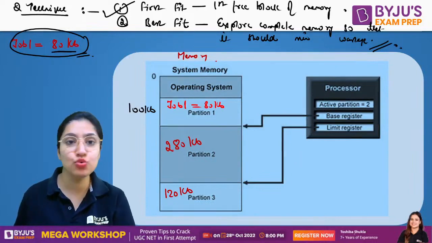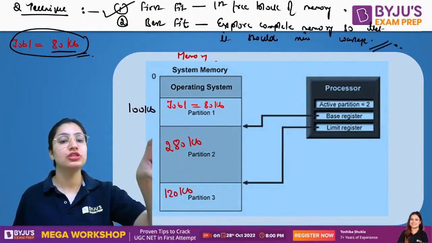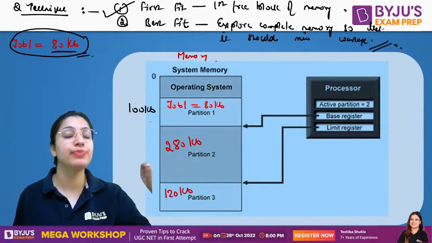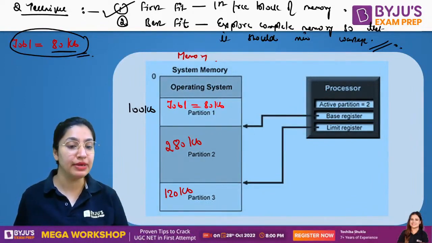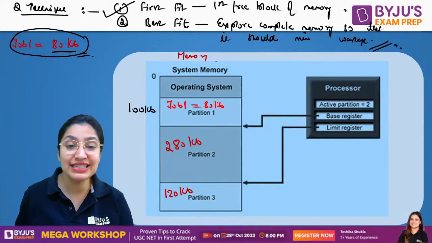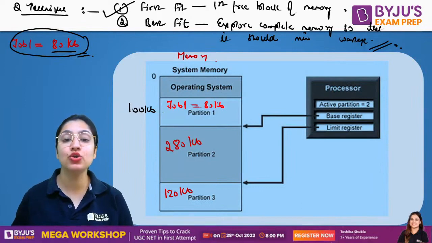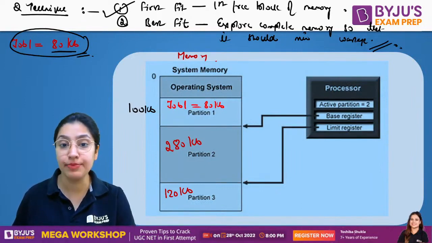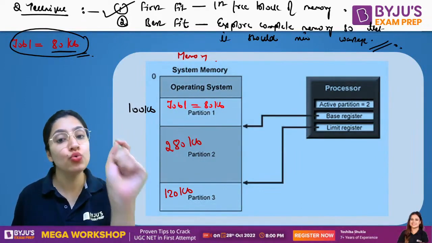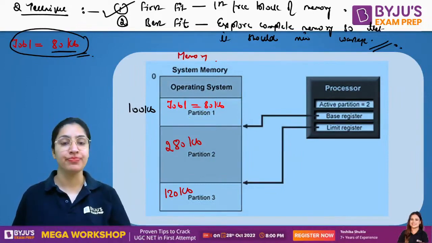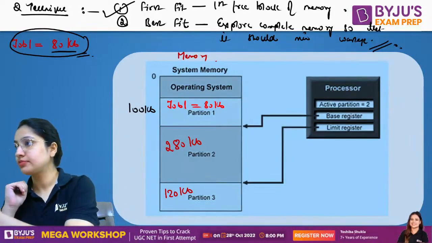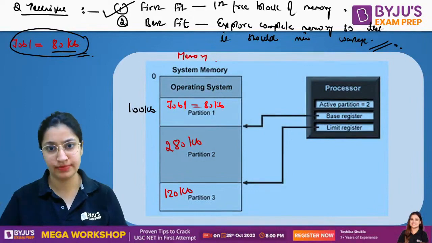But how much space do I total have in partition number 1? I have a total space existing of 100 KB in partition number 1. This means, because I have a total space of 100 KB and job number 1 is only occupying 80 KB, let's take an example. This is my lecture hall, right?